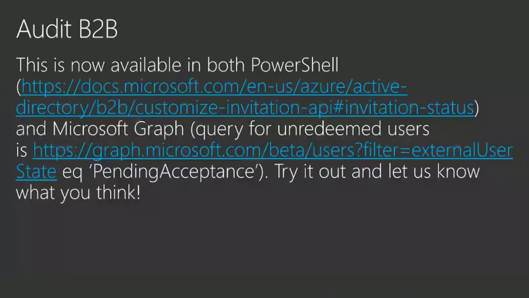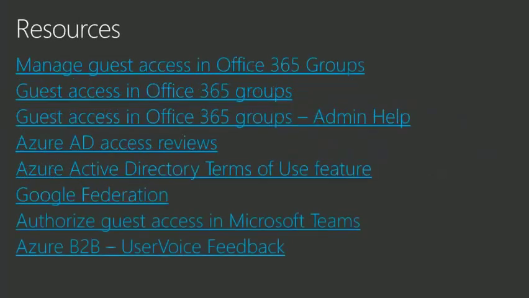I think that's it. And I have some references outside of today around audit. With the Microsoft Graph, you can go to this link and query, if you have the right rights, minimum rights, around invitation status, as well as unredeemed users in your tenant. And then you can clean them up or monitor that.